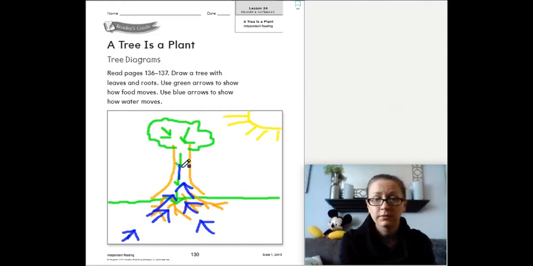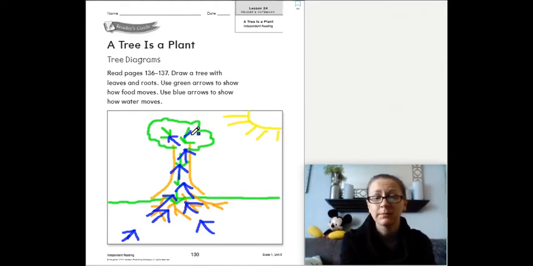And our arrows, mine are kind of going right next to it, but as long as you're using different colors, you'll be able to tell. So the water goes up through the roots, up through the trunk of the tree, all the way up to the leaves of the tree. And that helps keep the entire tree healthy.